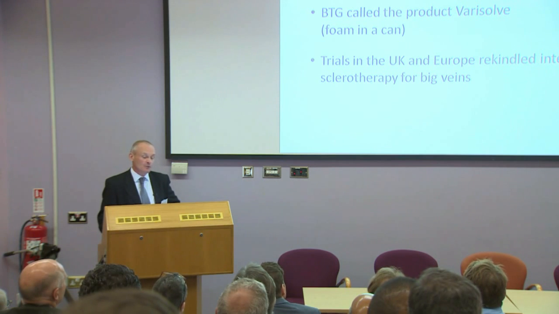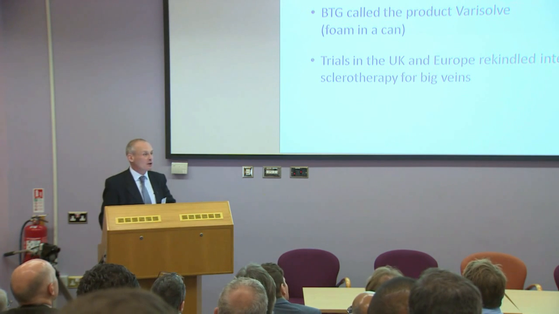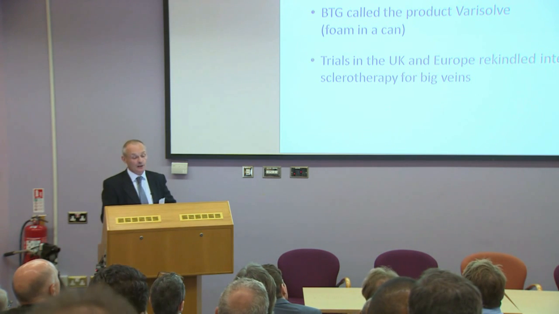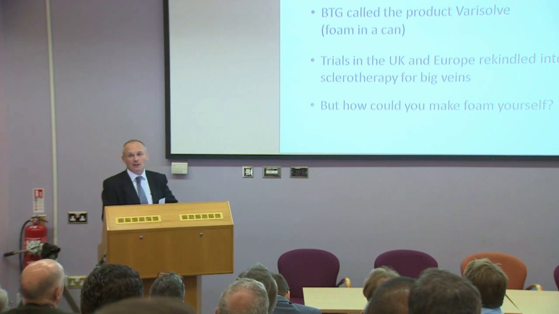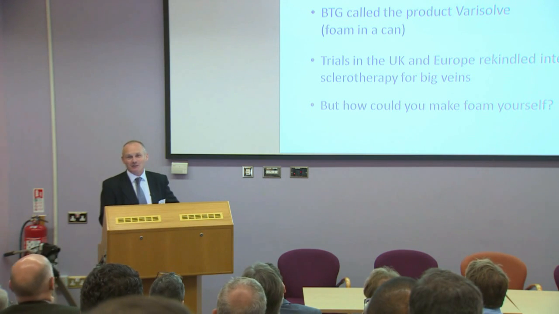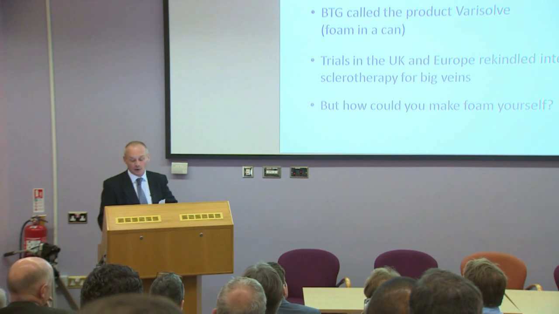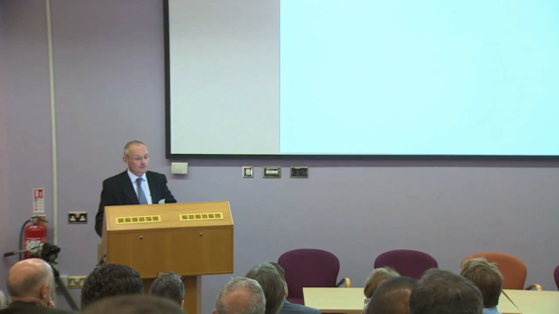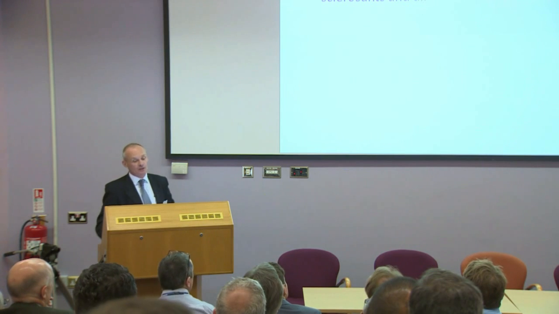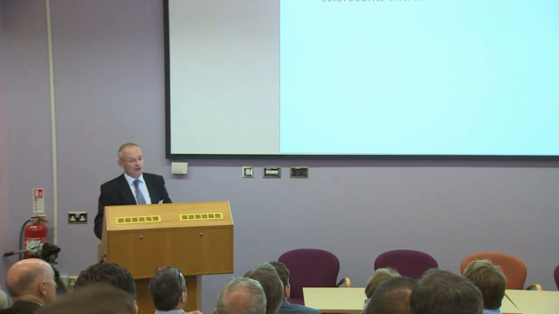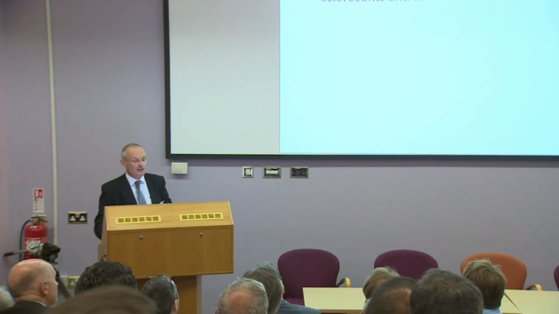And this is where people like Philip and Andrew got involved and got introduced to foam sclerotherapy, realized it worked. But the problem was, you couldn't have foam in a can because it belonged to BTG and it was patented, so how could you make foam? Well, in 2000, Italian surgeon Lorenzo Tessari was the first to describe another way of making foam using a standard sclerosant and air.